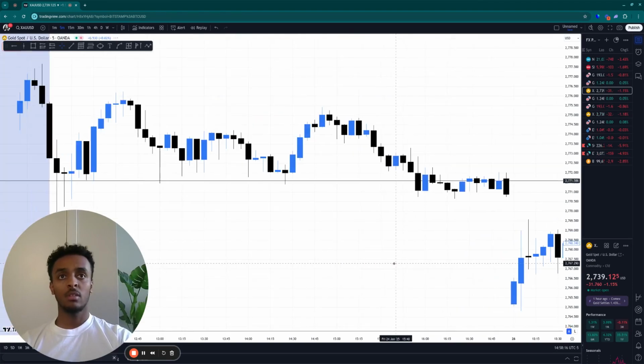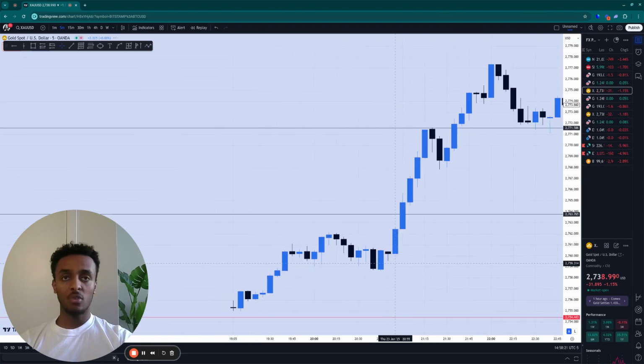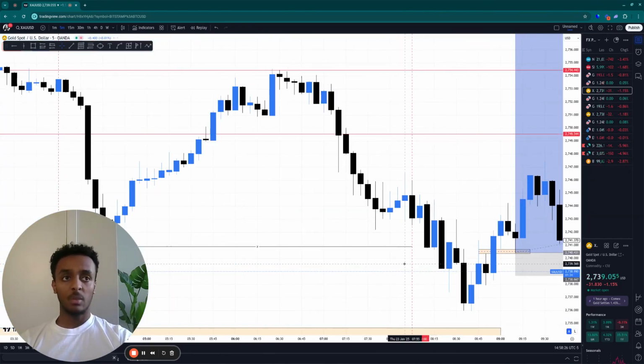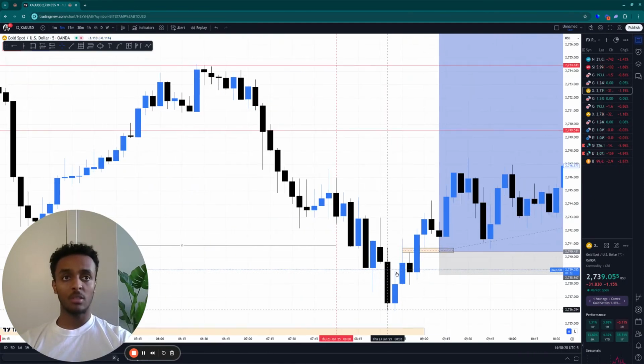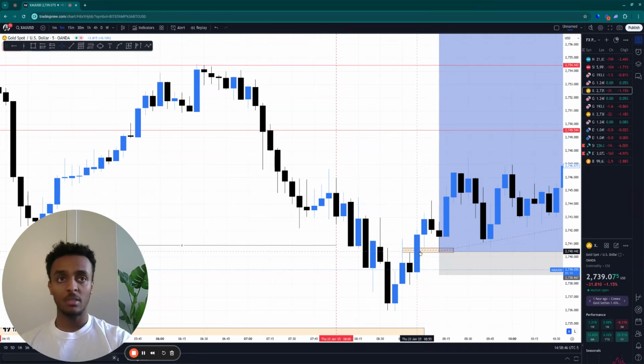How? By one, looking at the hourly structure, which was a very strong wick to the downside. Therefore, I can expect price to continue higher. And on top of that, what happens? We get a 5-minute break of structure, which is going to signal that, oh, maybe the 15-minute is ready to change. So we say, if the 15-minute is going to change, we should position ourselves, right? So what happens? The 5-minute comes into this fair value gap, at which point I decide to execute.